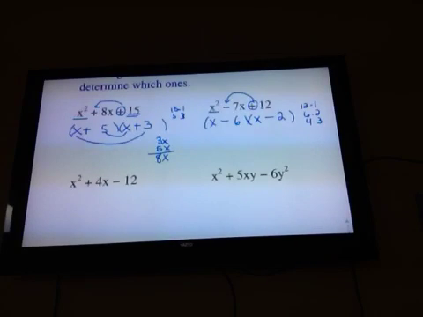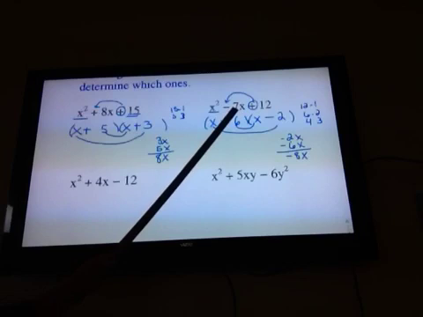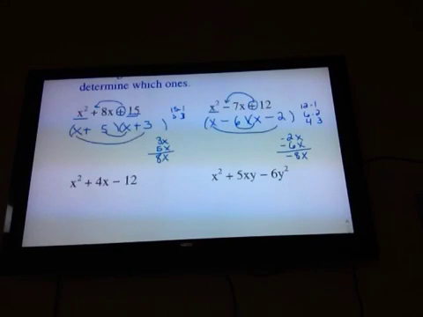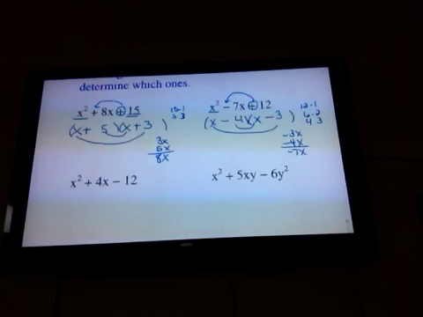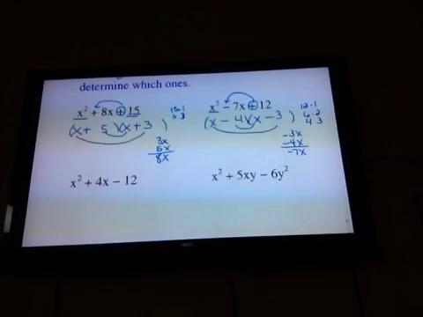And I check to see if I'm right. Outer times outer. X times negative 2 is negative 2x. Inner times inner. Negative 6 times x is negative 6x. Add that together, and I get a negative 8x. But that's not what I want. I want negative 7. So that's why we have an eraser. So 6 and 2 don't work. So let's go with 4 and 3. Outer times outer, negative 3x. Inner times inner, negative 4x. Put those together, I get my negative 7. So now I'm good.